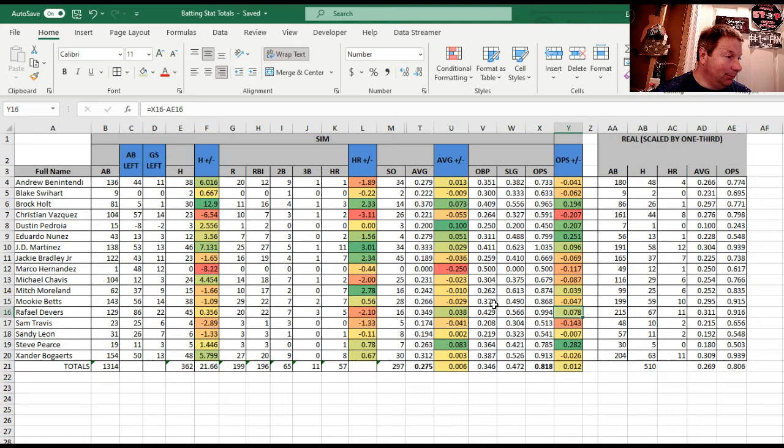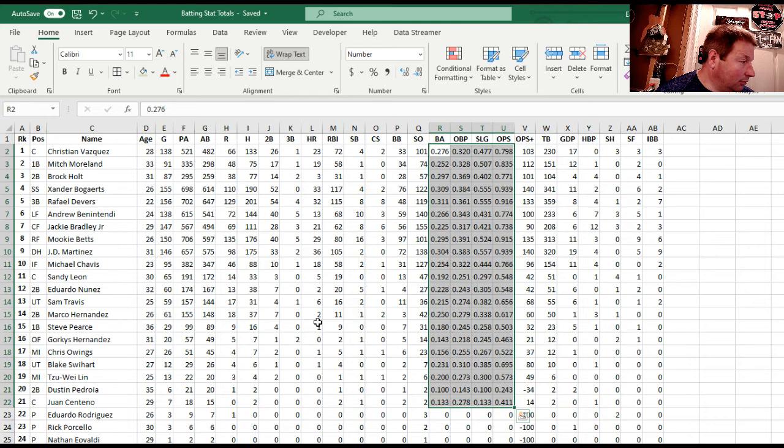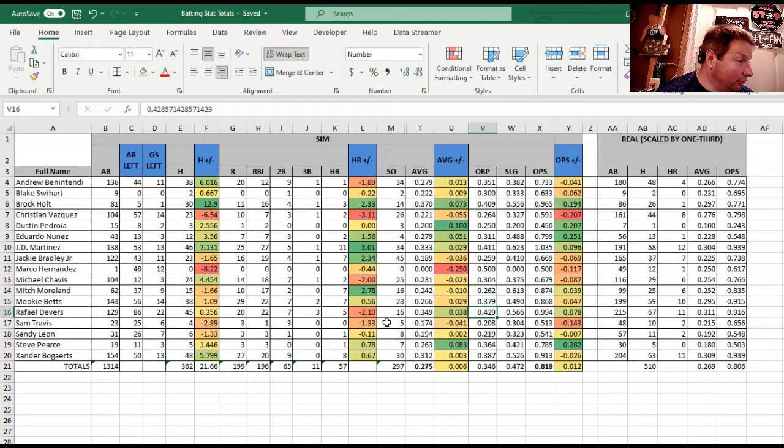429 on-base percentage. Let's take a look at his on-base percentage. Blow that up. Where is Devers? Right. This is off of Baseball Reference, so where are you? Right there you are. 361. So there you go. 361 versus 429 for Devers. So he is getting on base at a great clip. And that's the reason why he's up on hits a little bit.